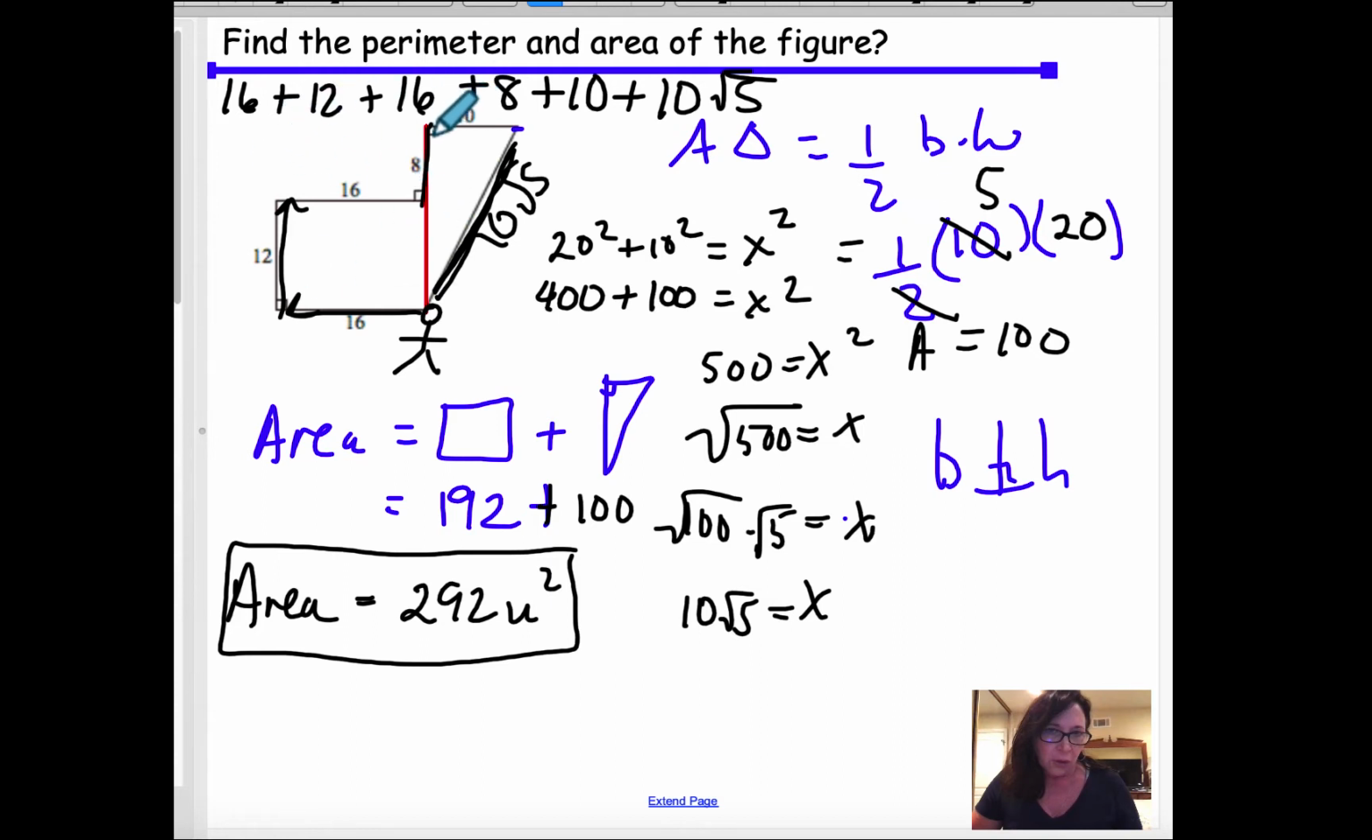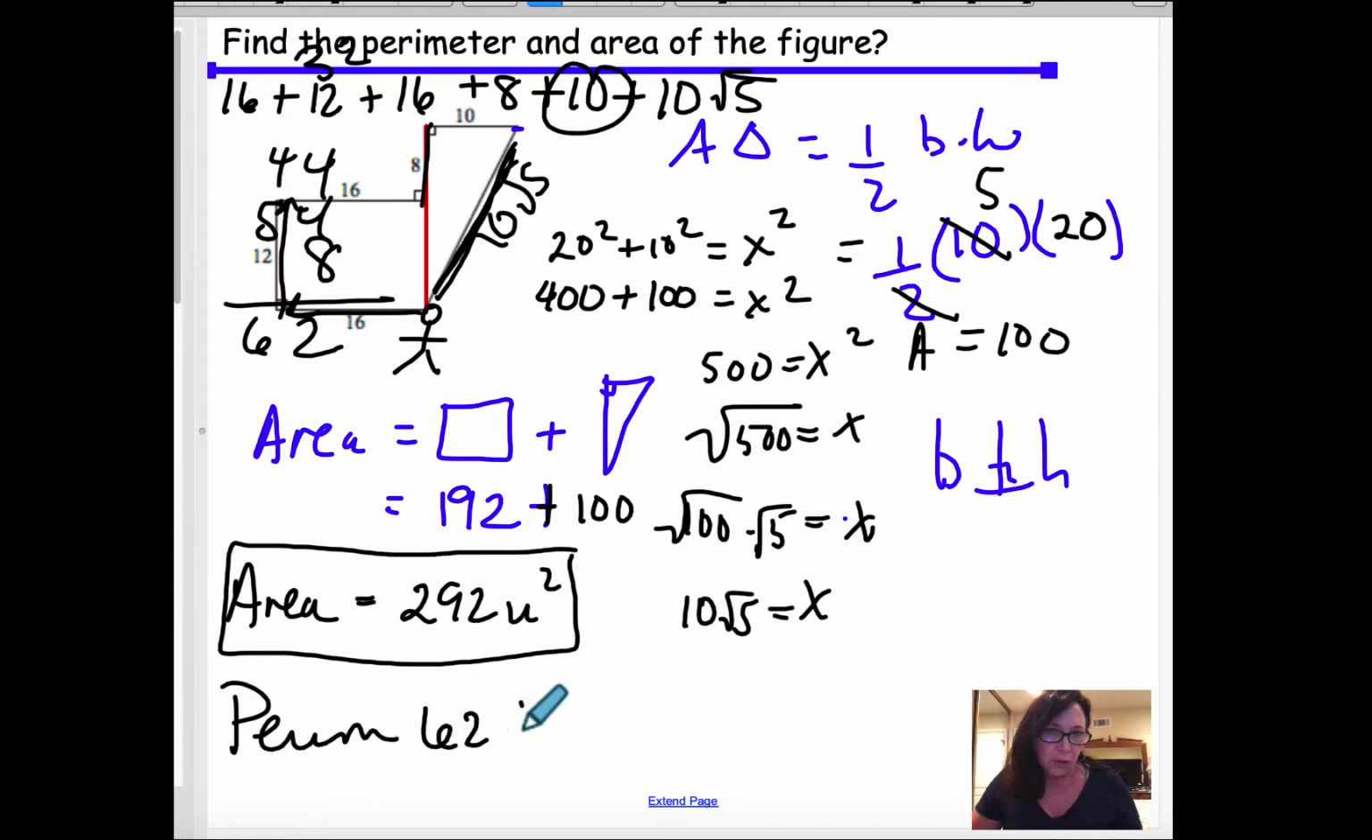Let's see what we got here. Looks like we have 16 and 16. That's 32. I'm going to add 12. 32 and 12 is 44, and we go plus 10 is 54, and then 8 is going to be 62. So my perimeter is going to be 62 plus 10 root 5. And when you're trying to write the answer, usually you put parentheses around this and then say units, because these you can't add together. You have to definitely stay separate.